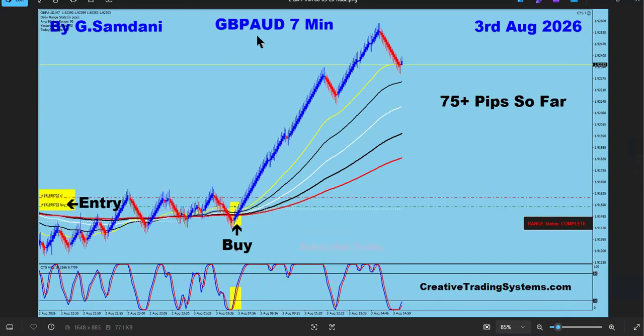This is the pound Aussie. Aussie got weaker, so Euro Aussie, pound Aussie, they usually move at the same time if the Aussie is the culprit, right? So buy orders right there. This one also went up for 75 pip.